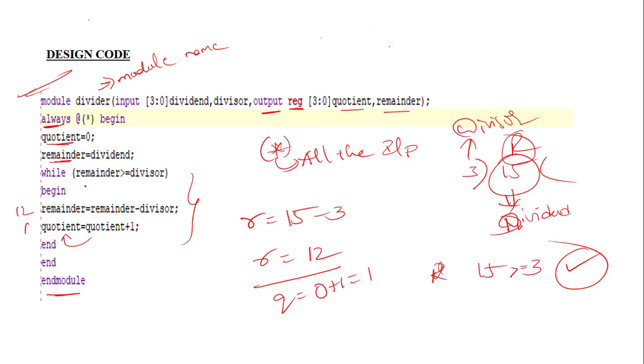So again, what is our remainder? Our remainder is 12, greater than or equal to the divisor. What is our divisor? 3. So again it is correct, so go into the loop. Again 12 minus 3 is nothing but 9. So it is rearranged, with the remainder as 9 and our coefficient going to be 2.